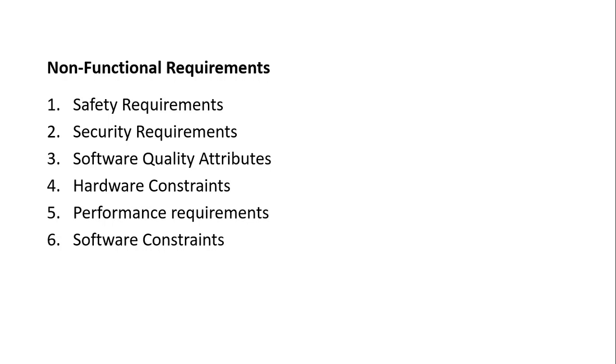After that, we have software quality attributes, and the quality of the database is maintained in such a way that it is user friendly. Fourth, we have hardware constraints. The system requires a database in order to store persistent data. Fifth, we have a performance requirement. The system should remain accessible 24/7. And last, we have software constraints. The development of the system will be constrained by the availability of required software such as database and development tools.